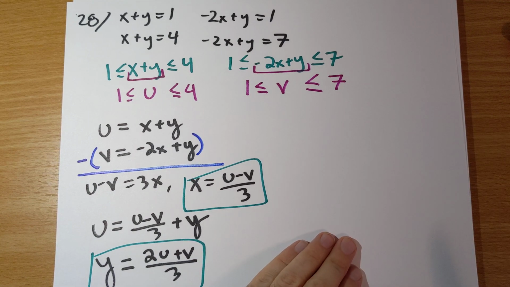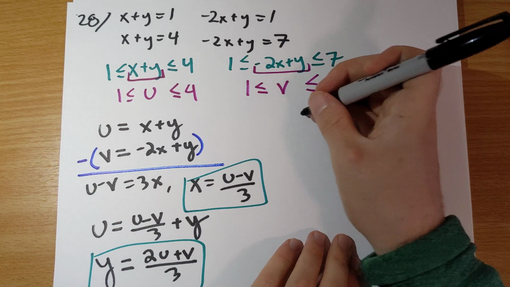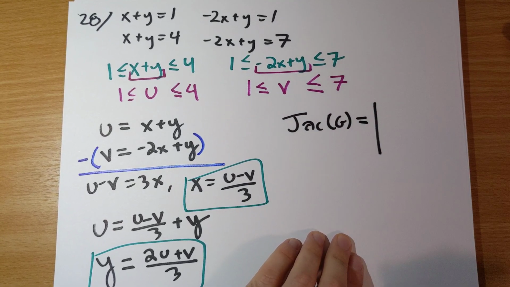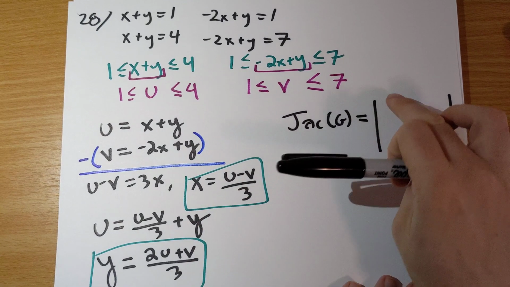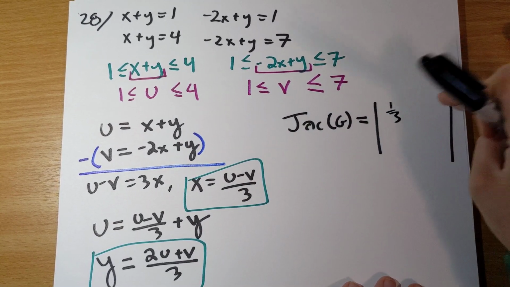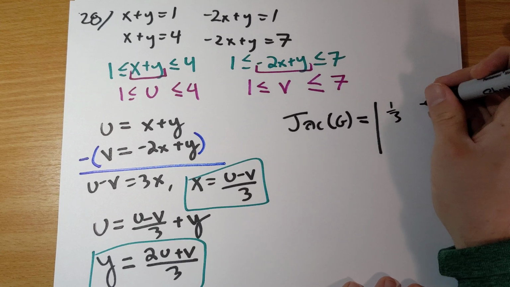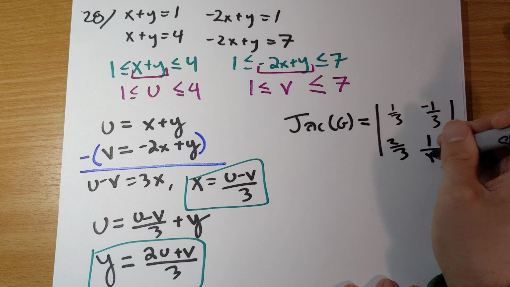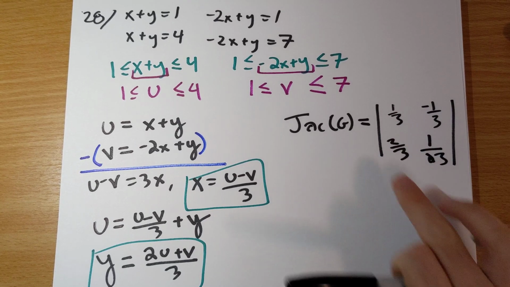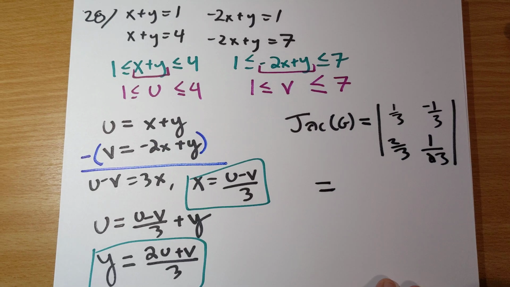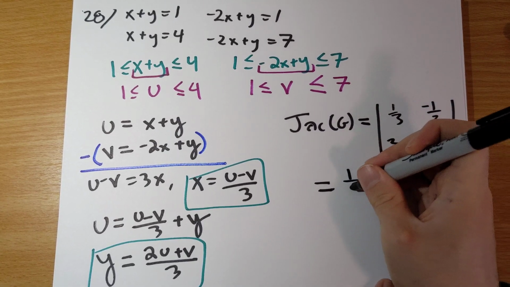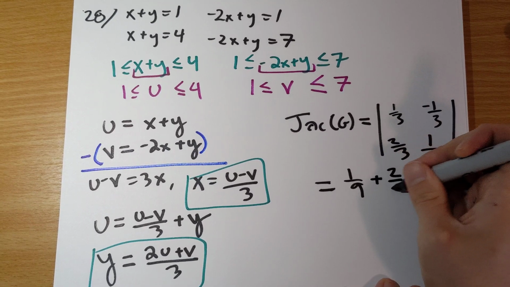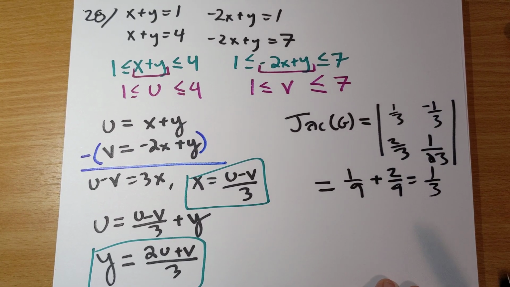And we can use this in part C to find the Jacobian of our map here. So to do this, we want the partial derivative of x with respect to u, which is 1/3. Partial derivative of x with respect to v is negative 1/3. And the partial derivatives of y with respect to u and v are 2/3 and 1/3. So the Jacobian here is 1/3 times 1/3 is 1/9, minus 2/3 times negative 1/3, plus 2/9, which is 1/3.